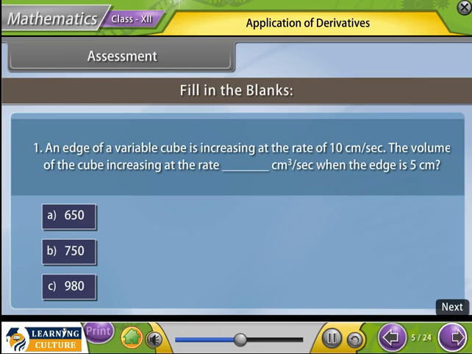Assessment. Before proceeding further, let us know how much have you learned. Fill in the blanks.